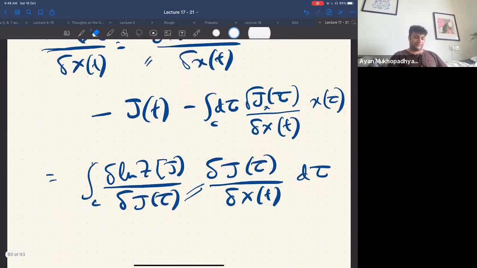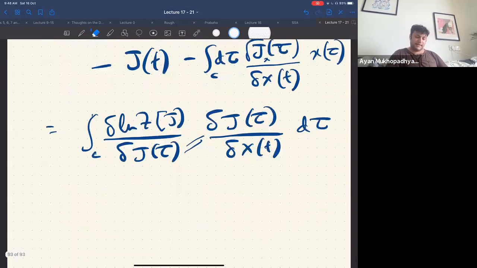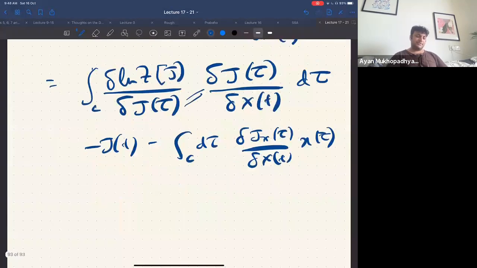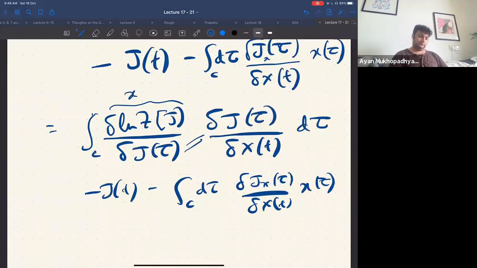And then I have minus j of t again. Minus tau delta j x tau delta x t and x of tau, right? Now you see that these two terms are canceling out because this guy is nothing but x j, and this is delta j delta x tau, and here it is j x instead of x j, but then they are the same thing, because this is equivalent to taking an x and specifying the j, or specifying j and writing the x. So these two will be exactly the same thing. So they will cancel out. Is this clear?